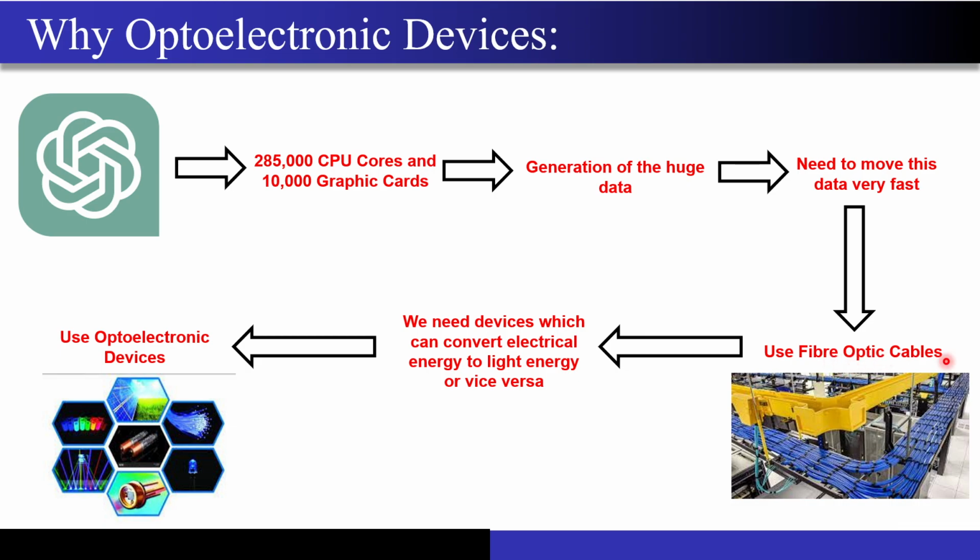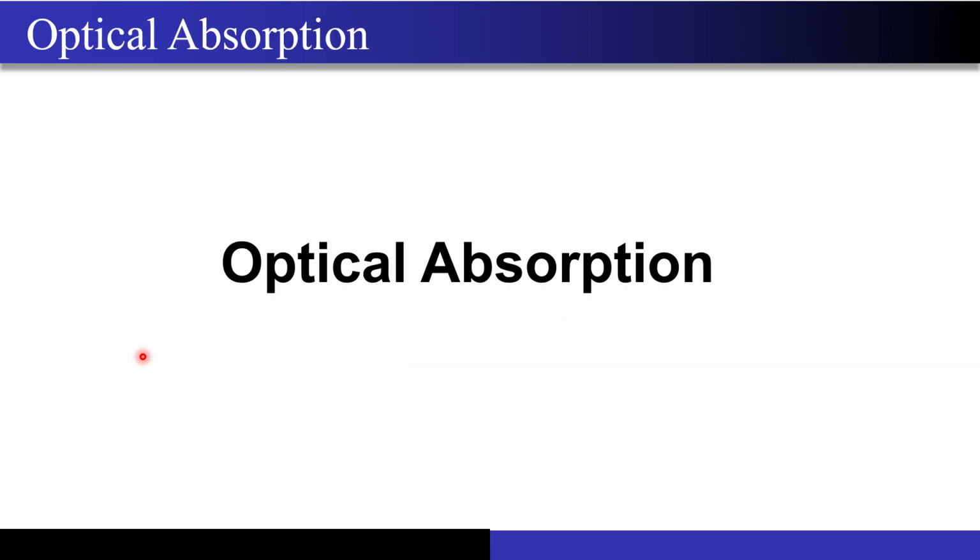Now since I have the optical fiber cables, I need a mechanism to convert my electrical signals into light signals so that I can inject them into the optical fiber cables. And also at the receiving end, from those fiber optic cables, I would like to convert the light signals into electrical signals. So I need devices which can convert electrical energy to light energy and light energy to electrical energy. That is where the use of optoelectronic devices comes into the picture. I hope this is absolutely clear, why we need the optoelectronic devices.